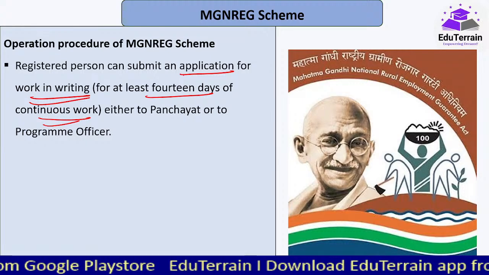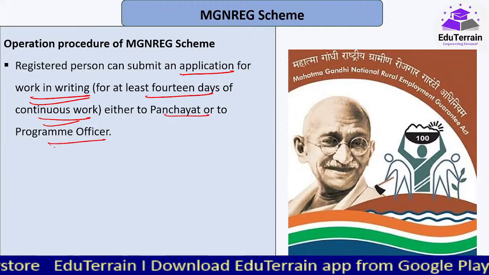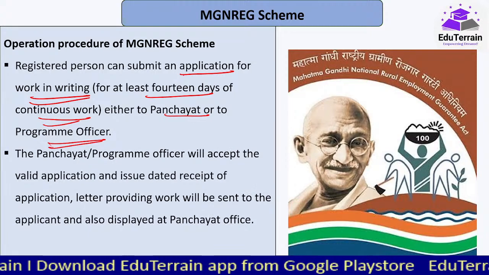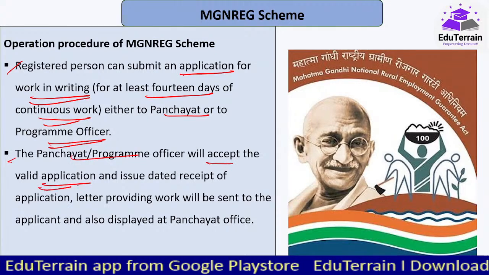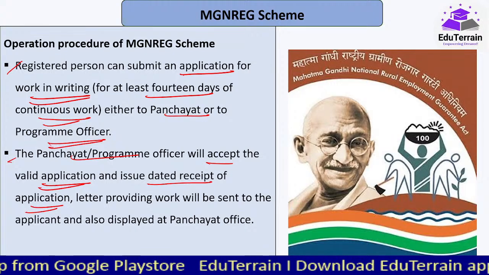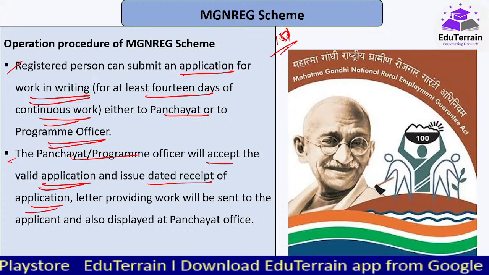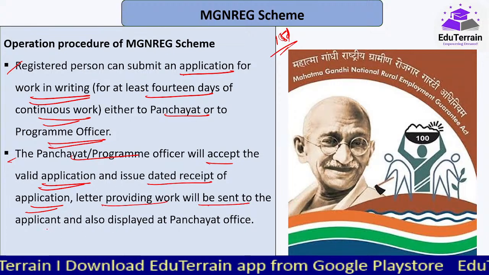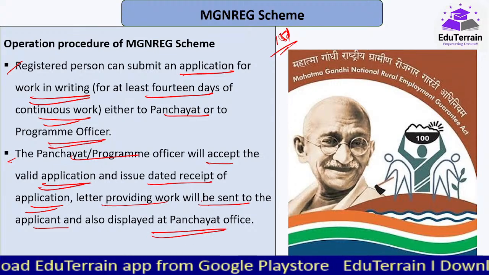So he or she will be applying for the work either to the panchayat or to the program officer who is overlooking the MGNREGS scheme work in the village. The panchayat or the program officer will accept the valid application and issue a dated receipt of application, because from that only it would be counted 15 days. They have to provide the work within 15 days, otherwise they will get the unemployment allowance as well. A dated receipt of the application letter providing work will be sent to the applicant and also displayed at the panchayat office. After that, they will display that this is the work that is going to be done.